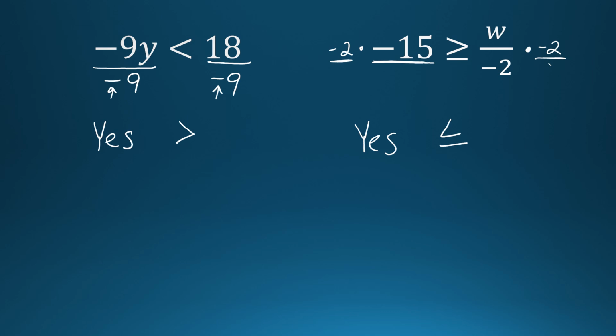So overall, if you want to know whether or not you're flipping the inequality symbol, always look at what you are dividing or multiplying both sides of your equation by. That's the only thing you want to look at. If it's negative, you flip the inequality symbol. If it's positive, you keep it the same.